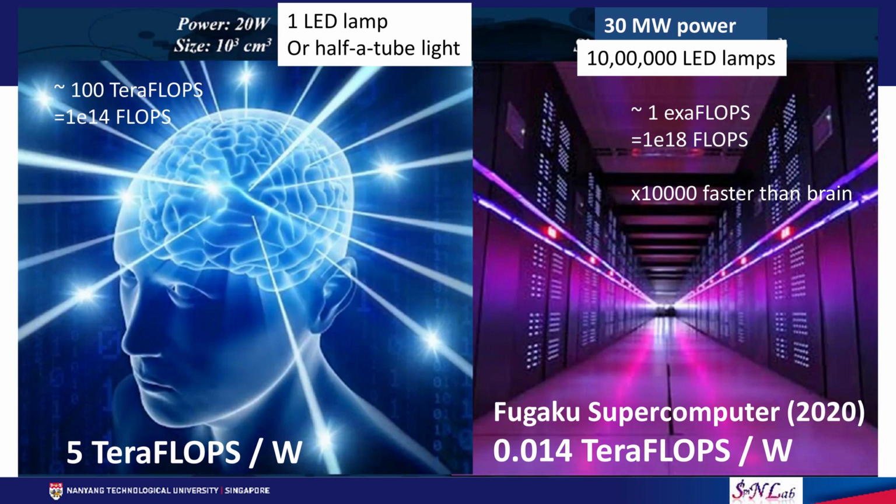And if you compare the flops, flops is basically how many operations a processor does, so the number of operations per watt of power. The brain does 5 teraflops per 1 watt, whereas the Fugaku supercomputer does only about 0.014 teraflops per watt. So there is a huge difference in the energy efficiency. As a result, people are looking at brain-inspired computing.